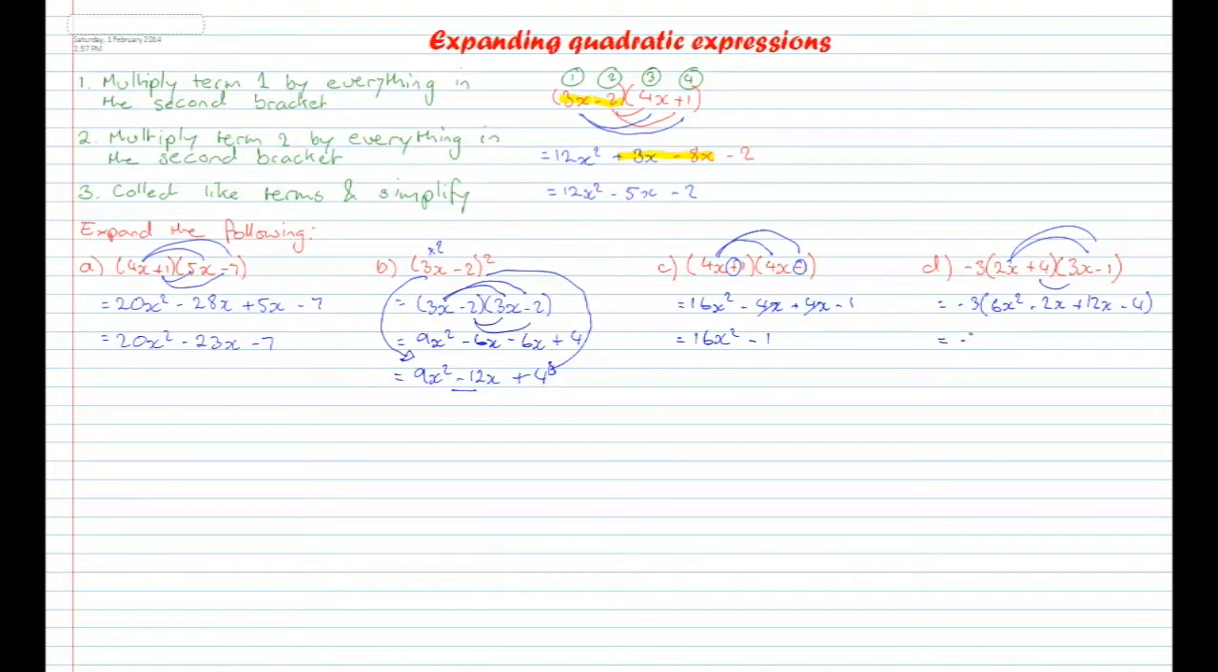Collect like terms again. Negative 3, 6x squared. Negative 2x plus 12x is 10x, positive 10x, minus 4. And we now multiply everything by the negative 3. So you get negative 3 times 6x squared is negative 18x squared. Negative 3 times 10 is negative 30x. And negative 3 times negative 4 is plus 12.